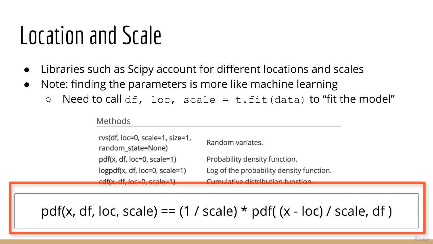And by the way, note that if you standardize the random variable by subtracting the mean and dividing by the standard deviation, passing that into the t-distribution with location 0 and scale equals 1, that's equivalent to calling the t-distribution with the same degrees of freedom and the given location and scale parameters.